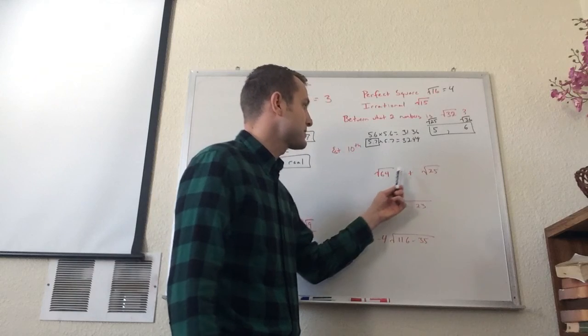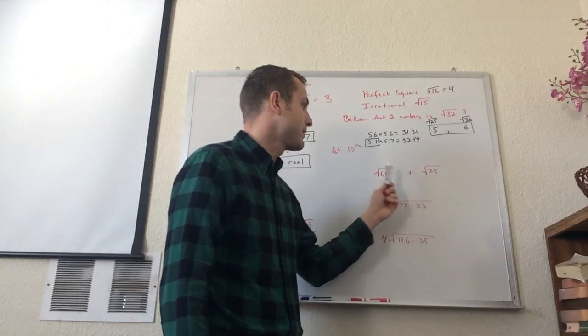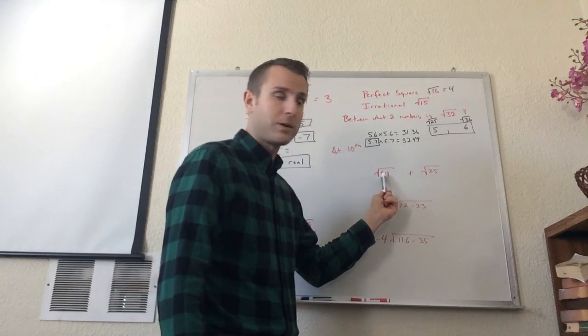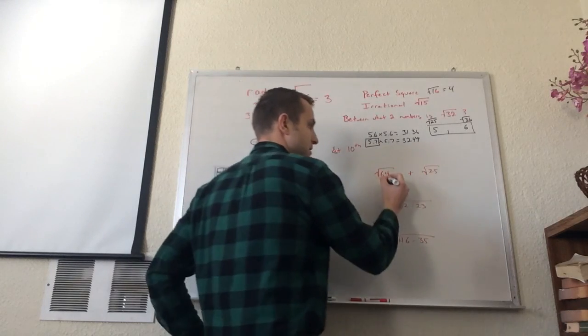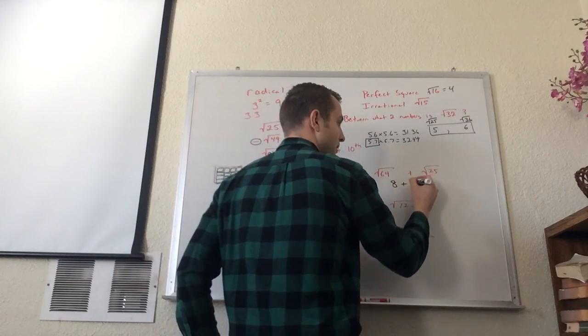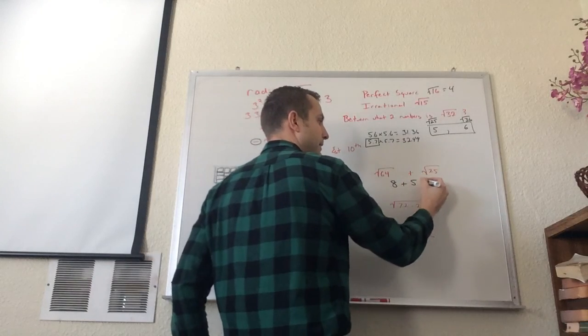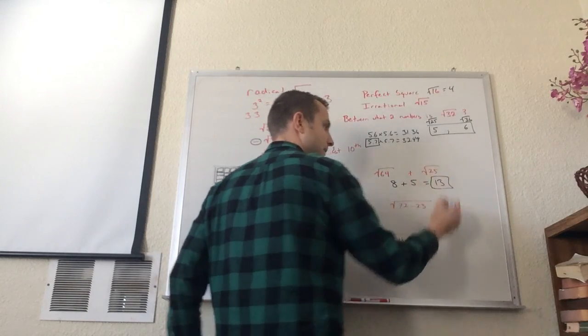So here I have the square root of 64 plus the square root of 25. So I have square roots or exponents. I'm going to do that first. So the square root of 64 is 8. The square root of 25 is 5. Now I can do addition, so my answer is 13.